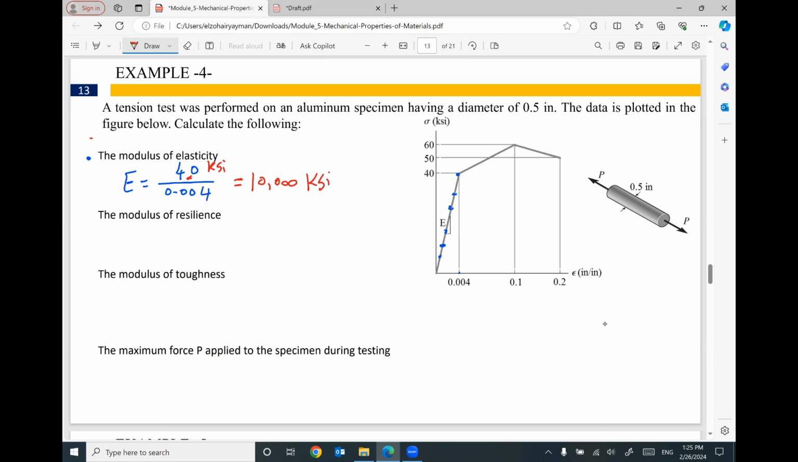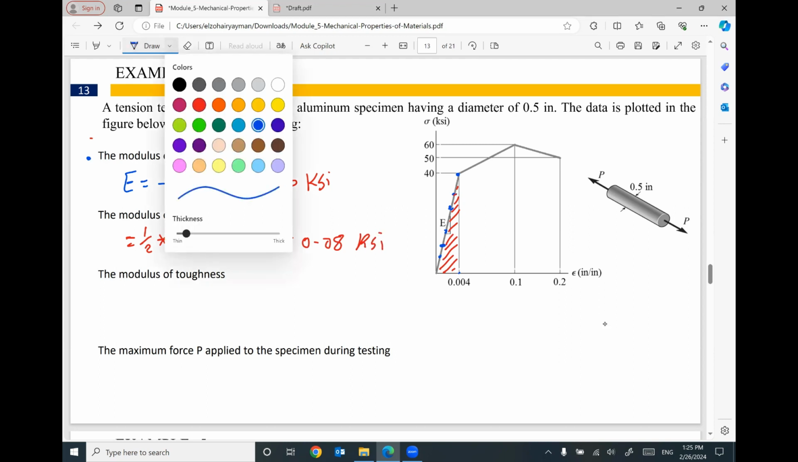What is the modulus of resilience? If you remember, the modulus of resilience is the area under the linear relationship, which is an area of a triangle. So the modulus of resilience will be 1/2 times the base 0.004 times the height, which is 40. So the value will be 0.5 times 0.004 times 40, equal 0.08 KSI.